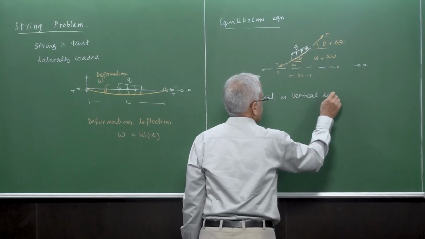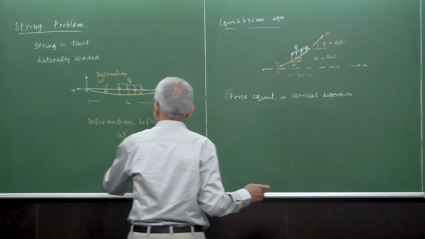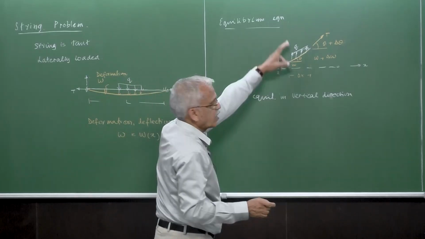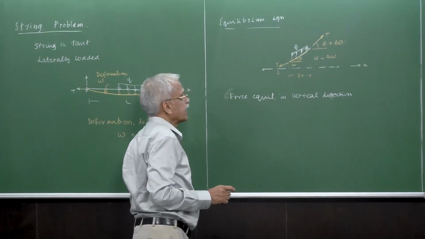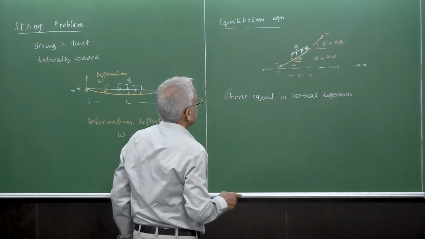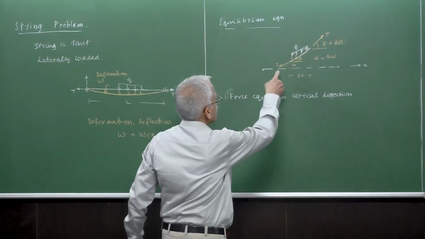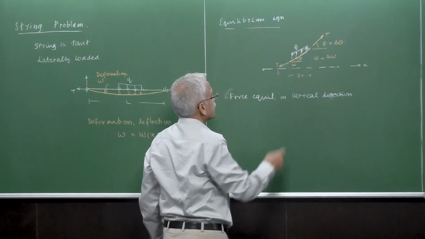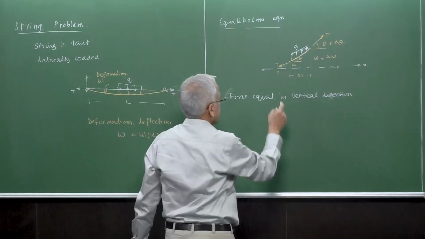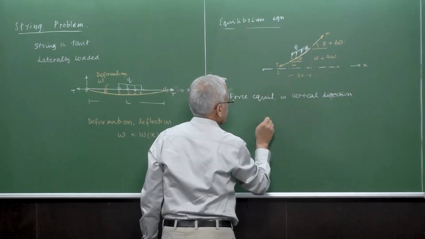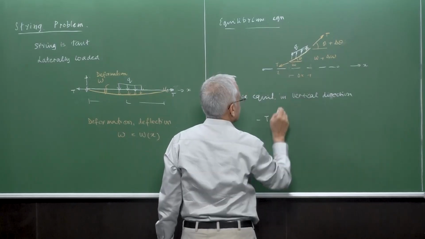In fact, you also try to recall this deflection W is upward taken to be positive. So if you are putting all the force components in the vertical direction, upward positive, there's a T here which is downward, and this T is upward, and the component of this T here is minus T sin theta.